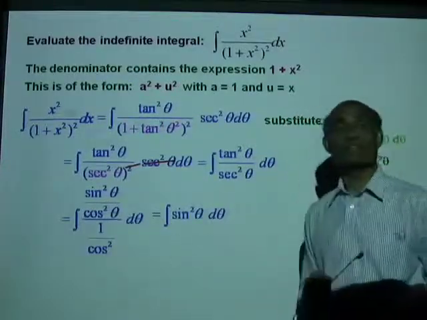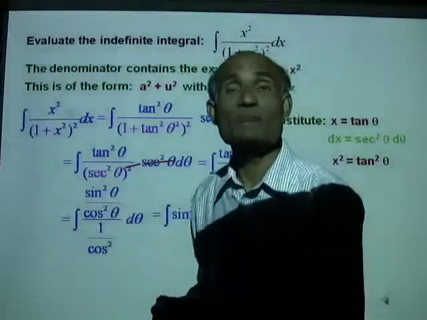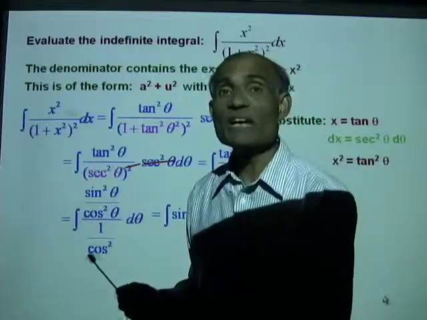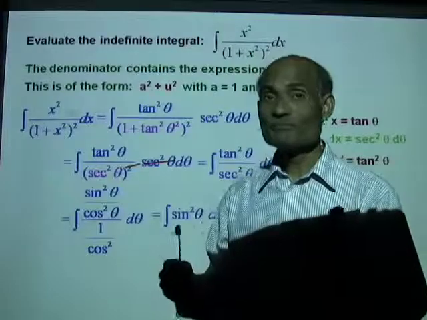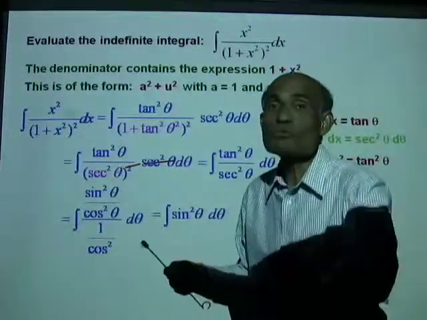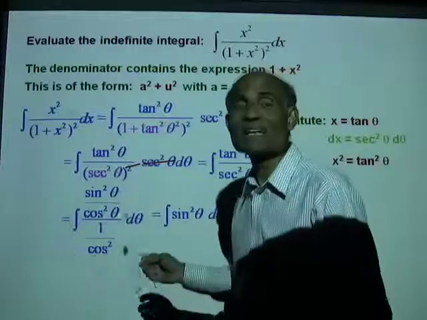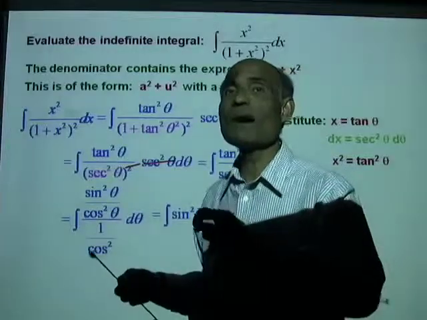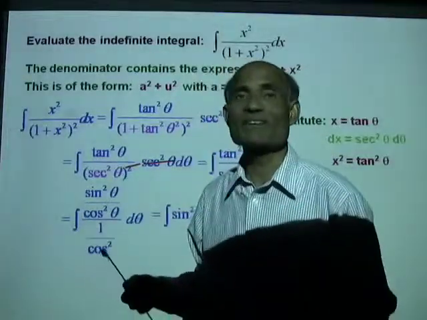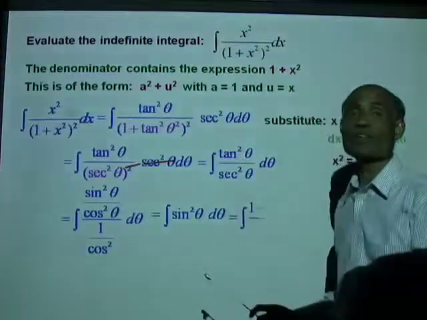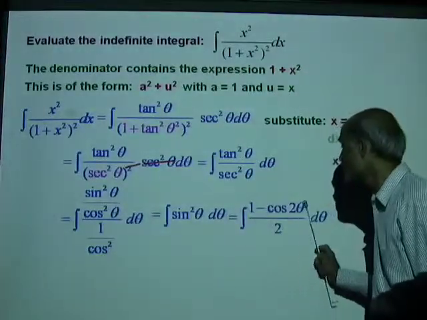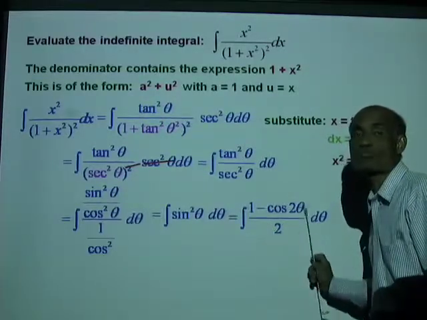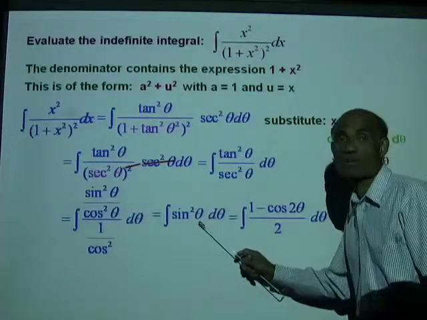And how do you integrate sine squared theta? We had developed a method of doing that. You need to replace sine squared theta in terms of what? Cos of 2 theta. What is cos of 2 theta in terms of sine squared theta? Cos of 2 theta is 1 minus 2 sine squared theta. Therefore, what is sine squared theta? Sine squared theta is 1 minus cos 2 theta all over 2. We have done this several times. If you have difficulty, go back and review that again.